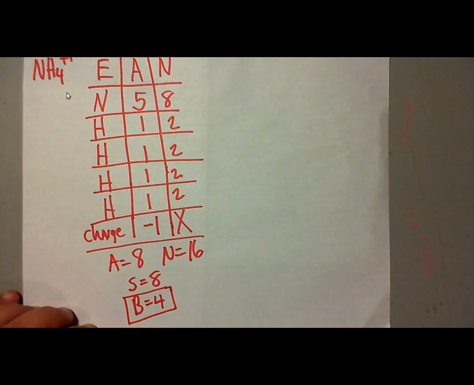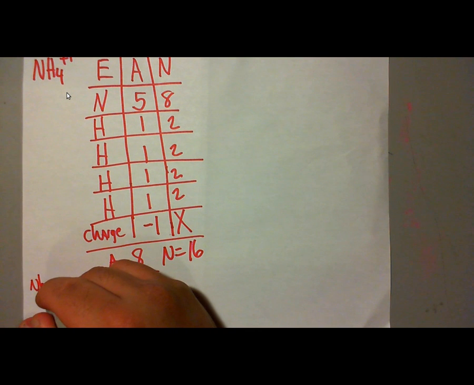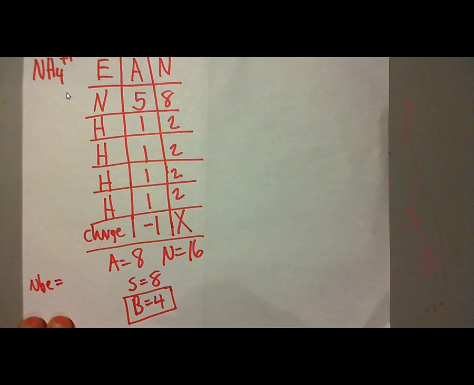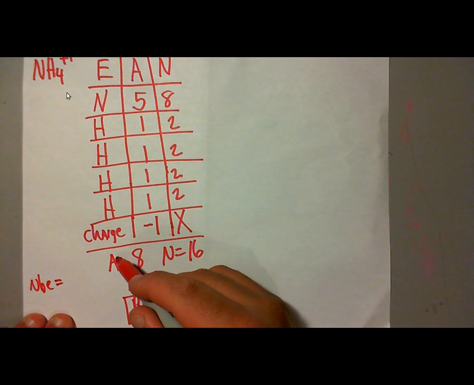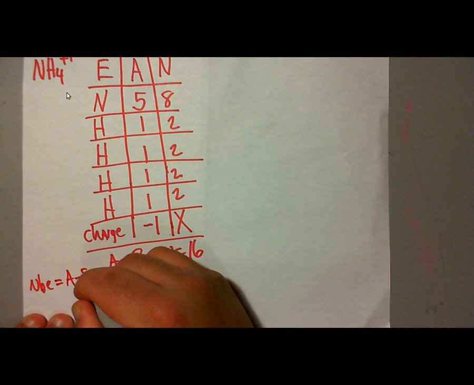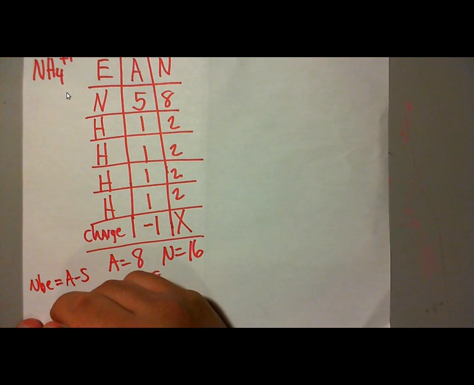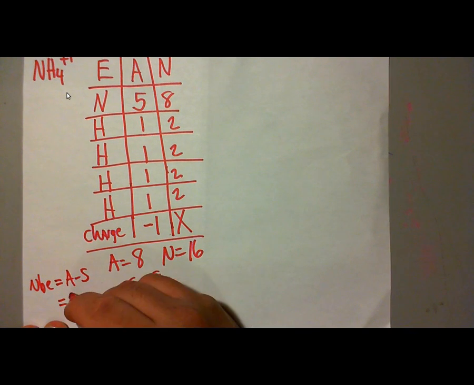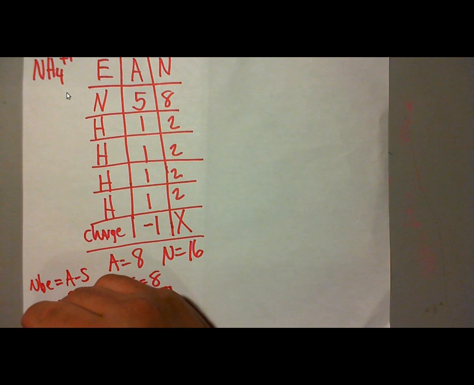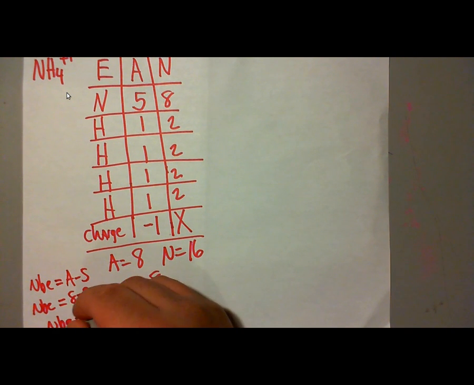Now, the last thing we need to do is get the number of non-bonding electrons. This is the only one that's kind of weird. Non-bonding electrons is A minus S. I'll write that one down for you. A minus S. So basically, we have 8 minus 8, which is, you guessed it, 0. So the number of non-bonding electrons is 0.